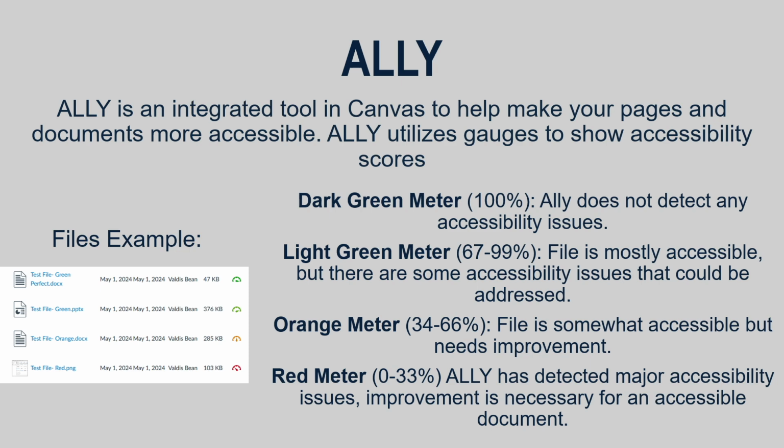This file is somewhat accessible, but it needs some major improvements so that we can get it to the light green or dark green meter. The red meter means 0 to 33% accessible, and that means that Ally has detected some major accessibility issues and that improvement is necessary for an accessible document.